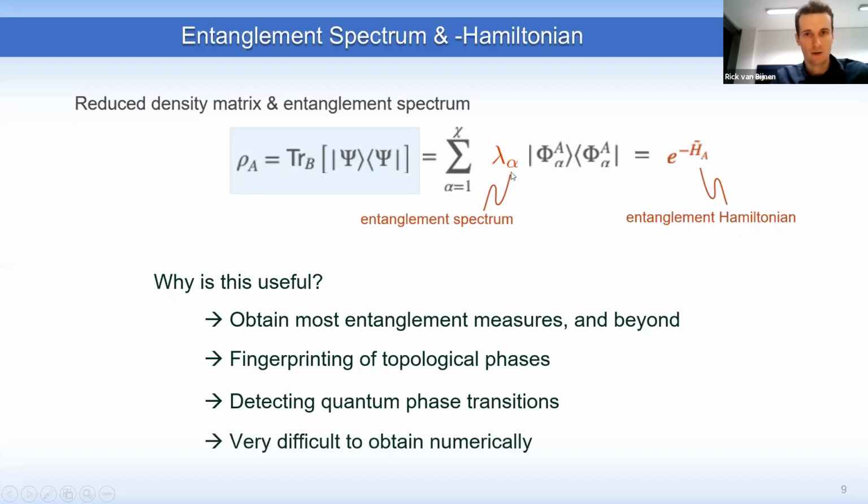And maybe as a side remark, it's very hard to obtain these quantities numerically. So a lot of people are interested in the entanglement spectrum, especially in the context of these topological phases. Many papers on topology now always analyze the entanglement spectrum, but they have a hard time calculating this. And this is also why we are now interested in measuring this thing in quantum simulation.